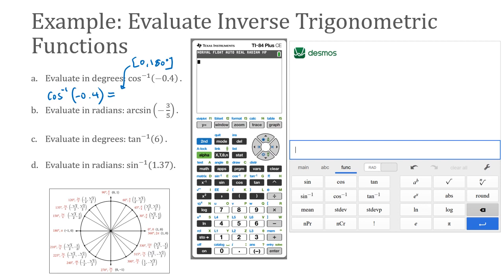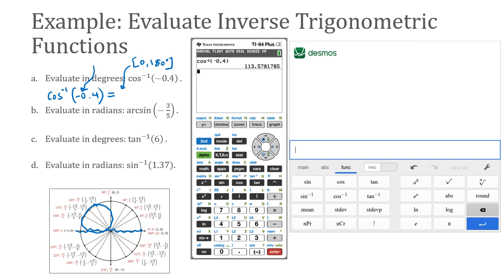Now I don't know what that angle measure is going to be. That's why I need the calculator. But I do know that between 0 and 180 degrees is in either quadrant 1 or quadrant 2. Because the output for the cosine function is a negative number, I'm going to expect an angle measure in quadrant 2, because that's where cosine would be negative. So let me put this into the calculator.